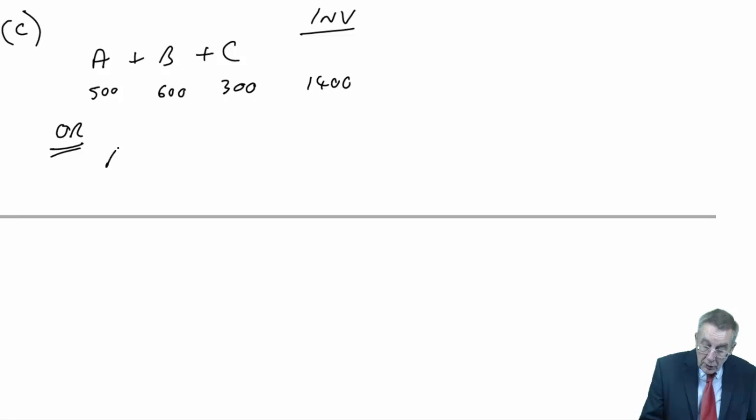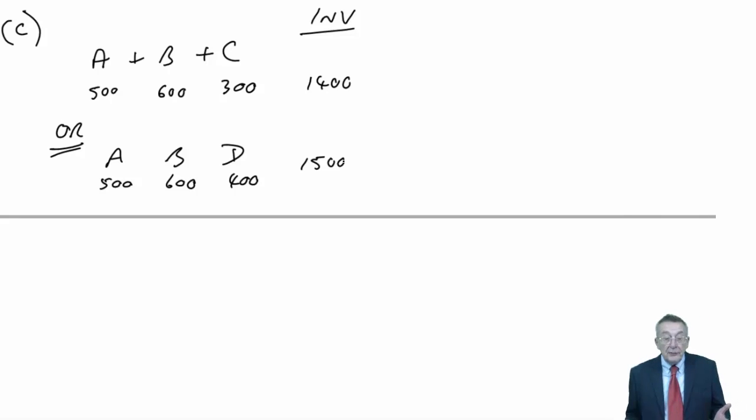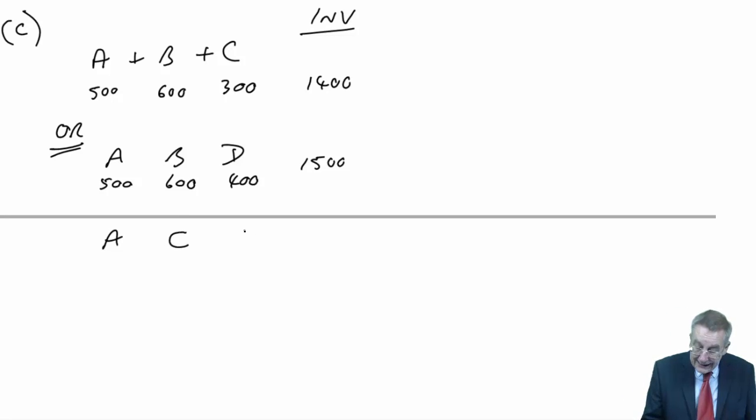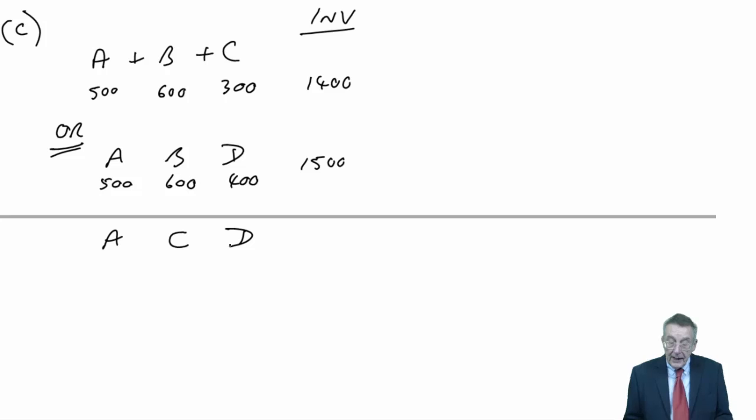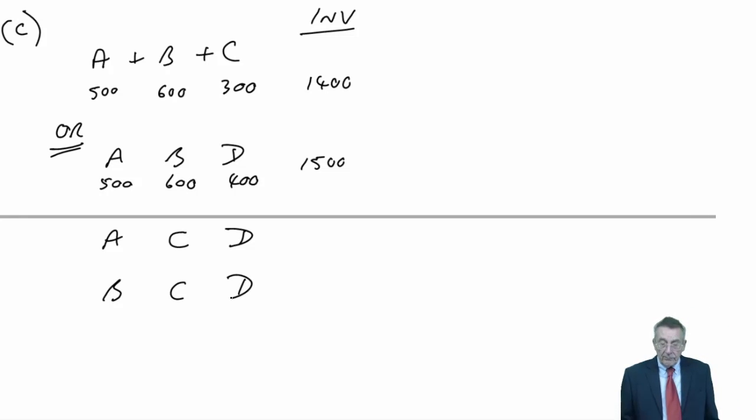Alternatively, you could do A, B and D. That would need 500, 600 and 400. Can we do that? Yeah, that needs 1,500. Fine, we've enough, but we can't do C as well. So I think without me writing all the numbers down, you can see that we can afford to do any 3 of these. We just can't do all 4. So it'll be A, B, C, A, B, D, or A, C, D, or B, C, D. Have I got them all there? Yes.